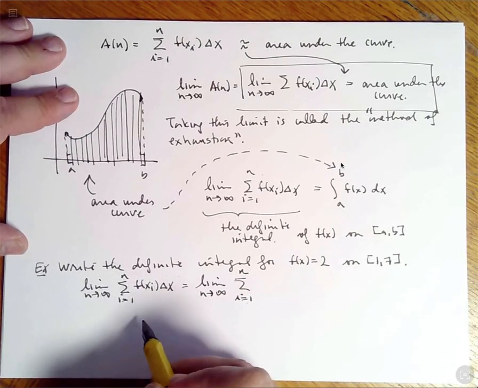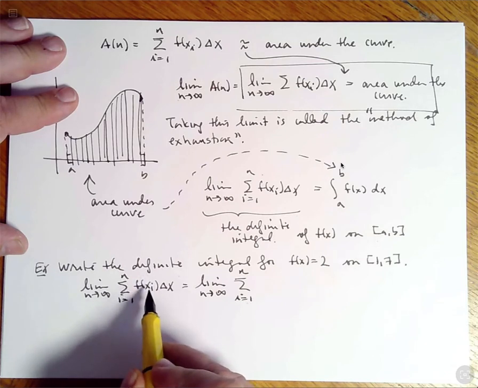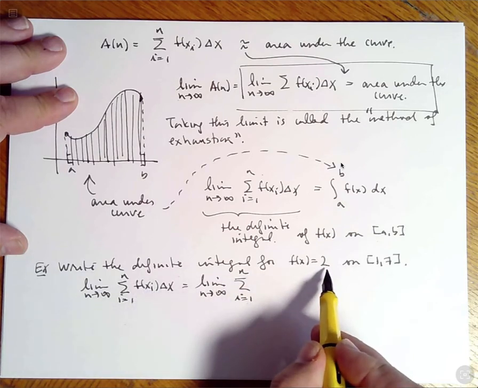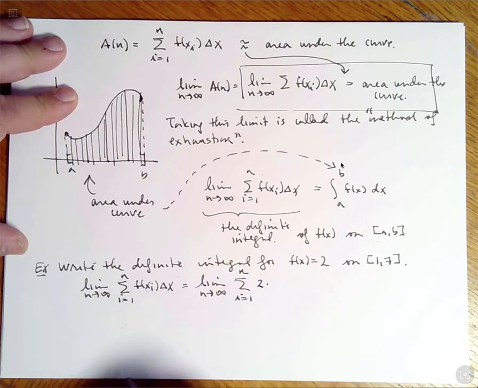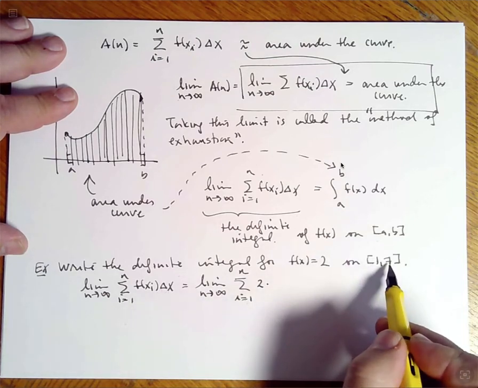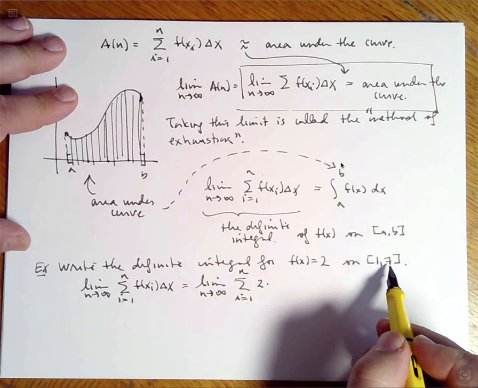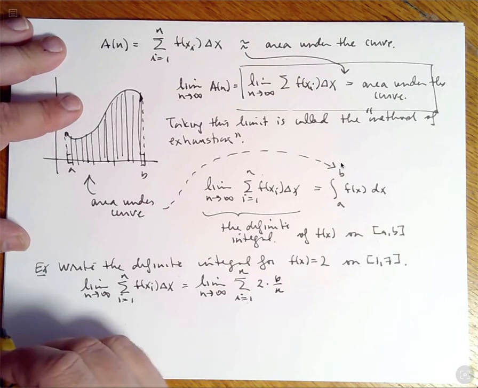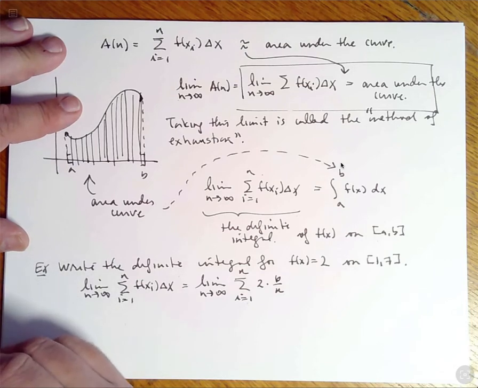Well, this is pretty simple in this case because f of xi, the value of my function at the right endpoint, is 2. It's 2 everywhere, so that's just a 2. And delta x here is the length of my interval over the number of subintervals. So the length of my interval here is 6, and that's 6 over n. So that's the definite integral.